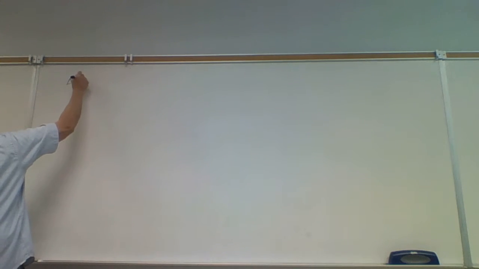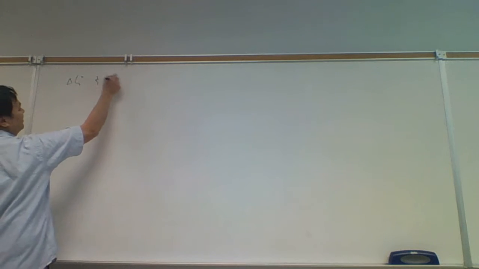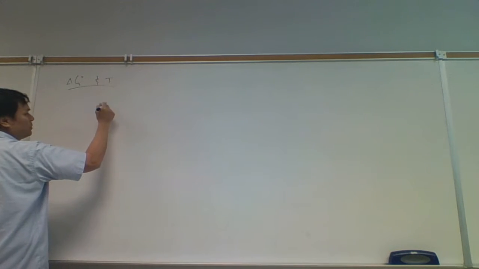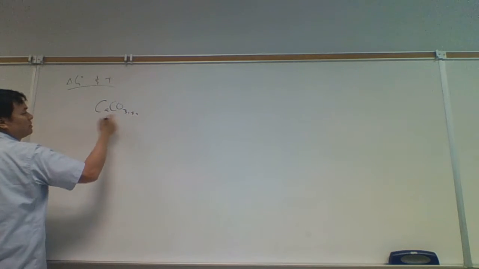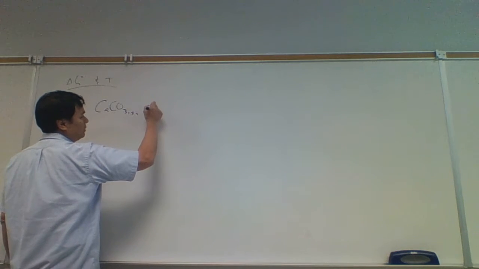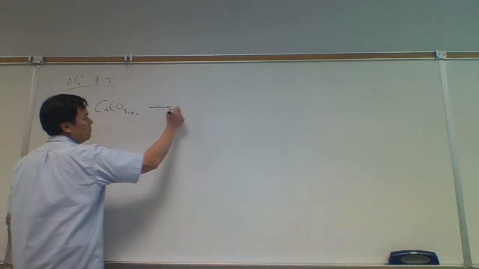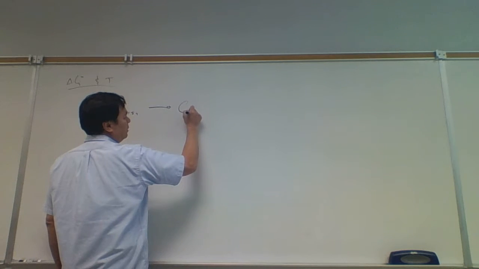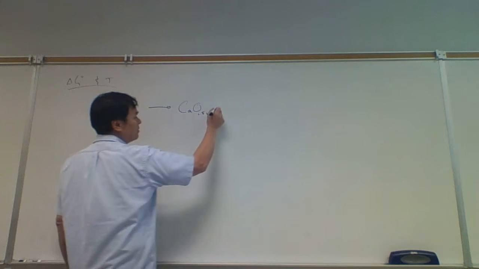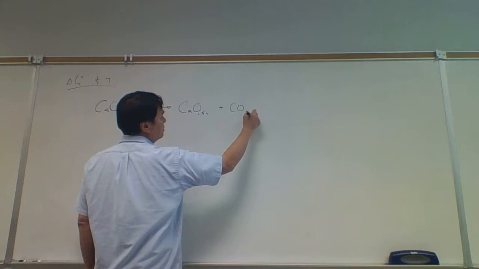I'm going to do another example of delta G naught and temperature. We can manipulate the driving force with temperature, and sometimes we can make it go spontaneous, and sometimes not. Let's take a look at this reaction, calcium carbonate. Calcium carbonate is found in limestone. In fact, limestone is made up of calcium carbonate. Let's look at limestone decomposing into calcium oxide and CO2 gas.